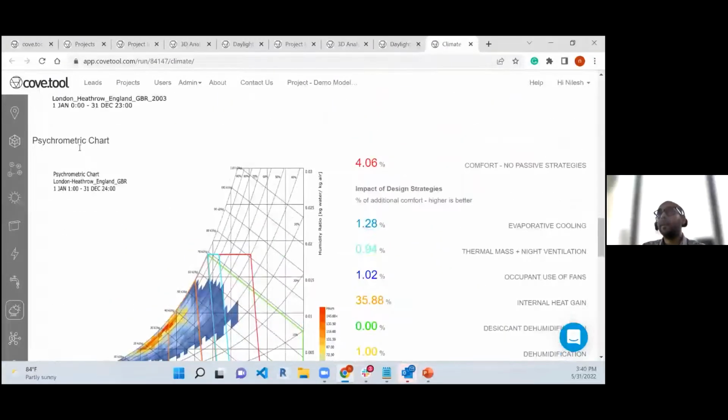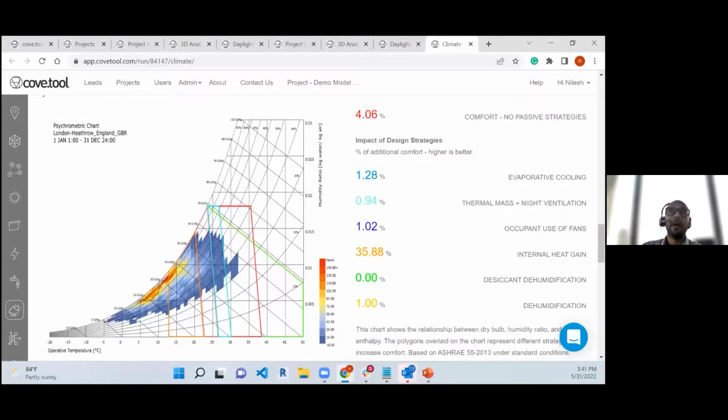You would see the psychrometric chart. I also highlighted the space in this specific location. It is basically going to tell you that for 4.6% of the occupants or 4.6% of the time, you don't need a specific strategy. It's already going to be comfortable inside the space. Evaporative cooling is not really going to help you in this specific scenario.